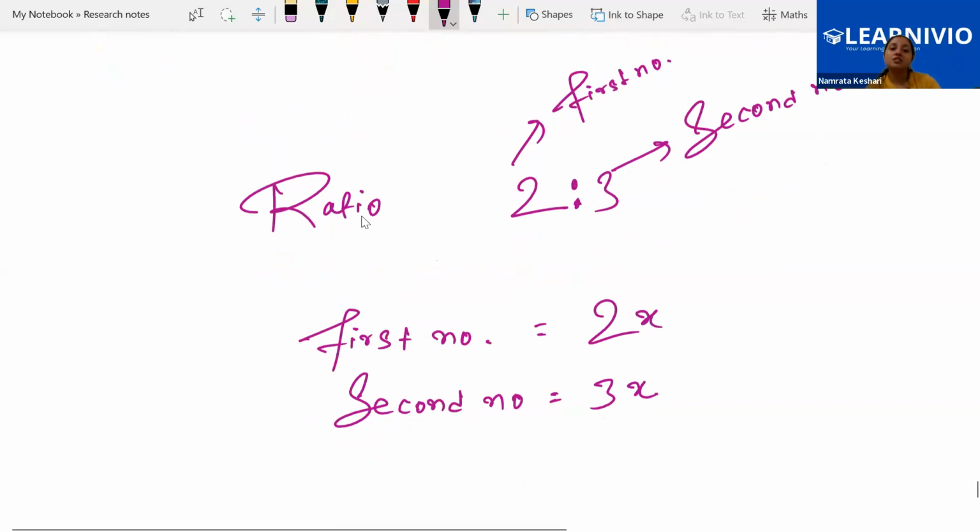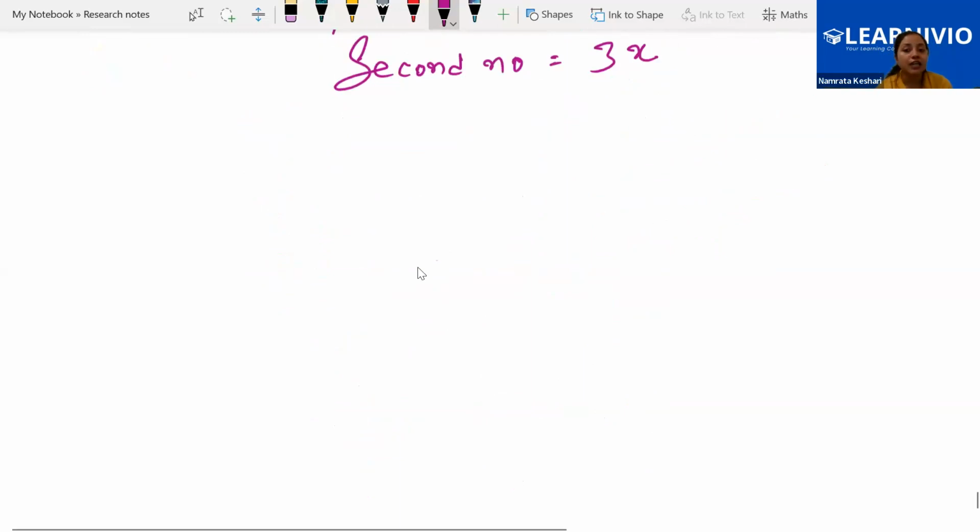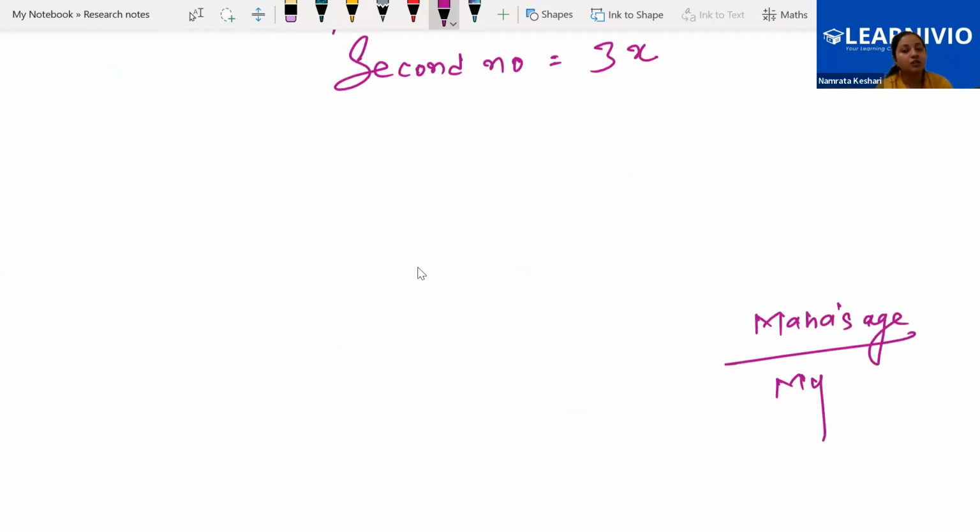Yes, we can say that, because this is the only way we can separate the ratio. We cannot say that the first number is 2 and the second number is 3, because it's a ratio. When I say the ratio of Maha's age to my age is 1:3, that doesn't mean that she is 1 year old and I'm 3 years old. That is just the comparison of her age to my age.